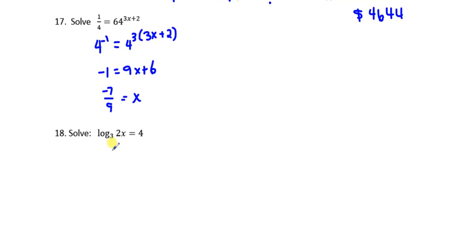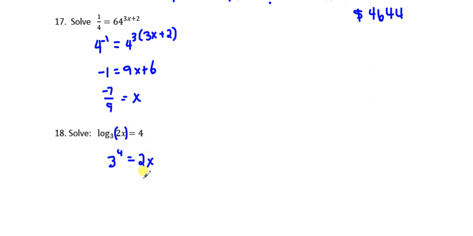Now this 18 is really not too bad. This is the log A of C equals B, or A to the B equals C. So 3 to the 4th equals 2x. Now this is how it's worded on the final. In reality, this should be in parentheses, really, because this could be log base 3 of 2 times x, but this is what they mean.